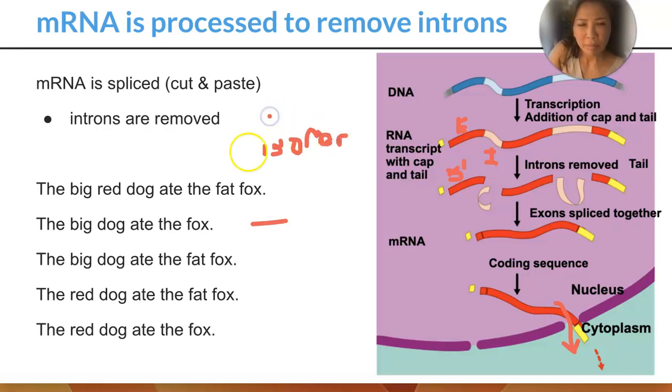Okay. So for example, let's say this is our sentence. This is with all the exons. Well, we can drop, for example, red and fat and end up with a version of the mRNA that is the big dog ate the fox. Alternatively, we can take this original with all the exons and just drop red. So the big blank dog ate the fat fox. So these are just different versions of that same information where we decide to keep certain exons and drop other exons.